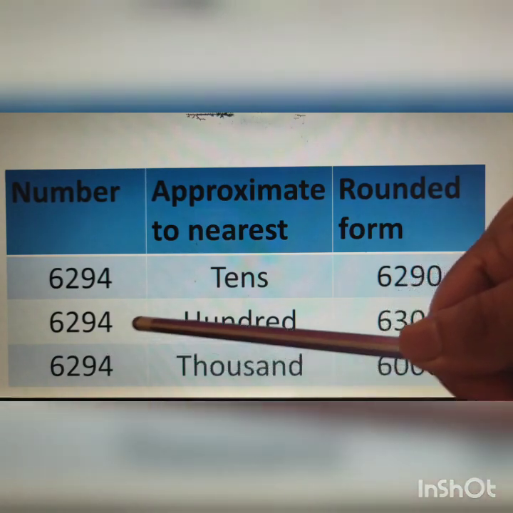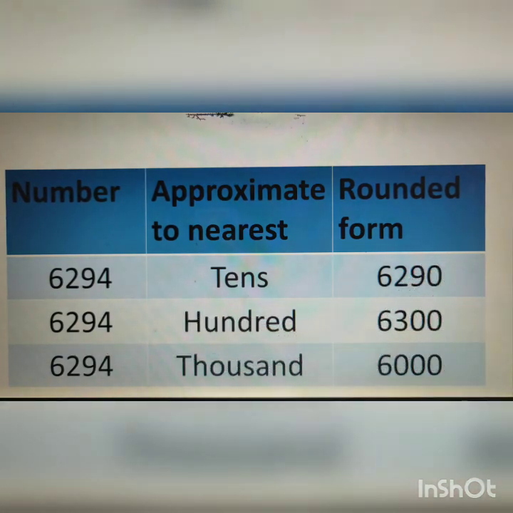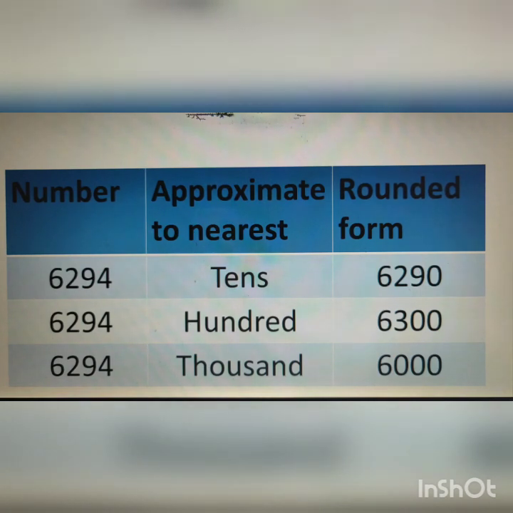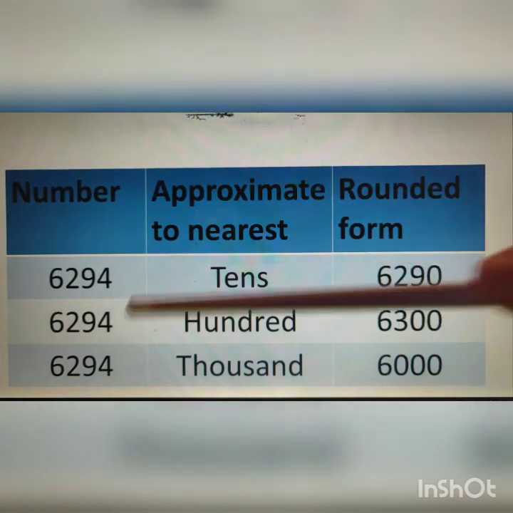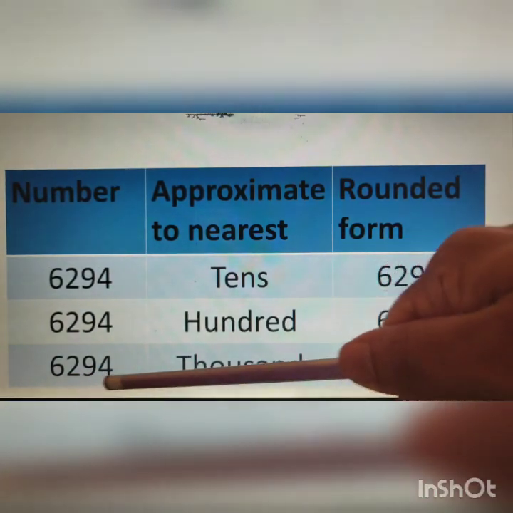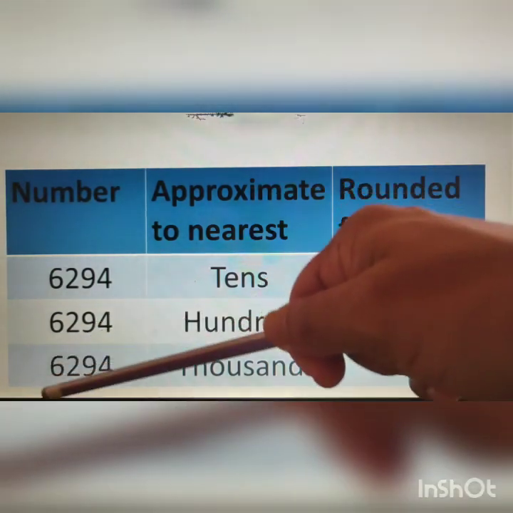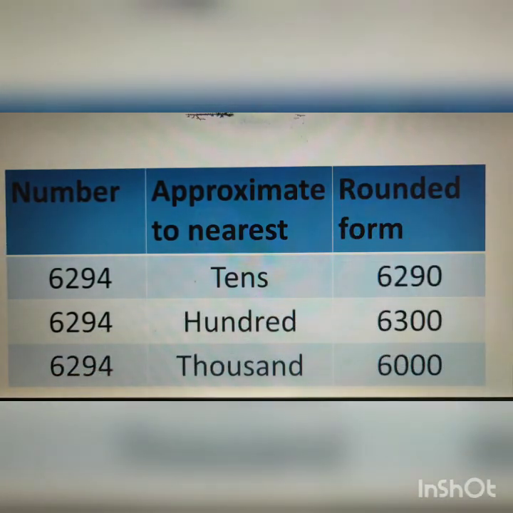Next, 6294 rounded off to the nearest 100. 294 is in between 200 and 300 and it is near to 300. So we will round it off to 6300. Similarly, 6294 rounded off to 1000. 6294 is in between 6000 and 7000 and it is more closer to 6000 than 7000. So we will round it off to 6000.